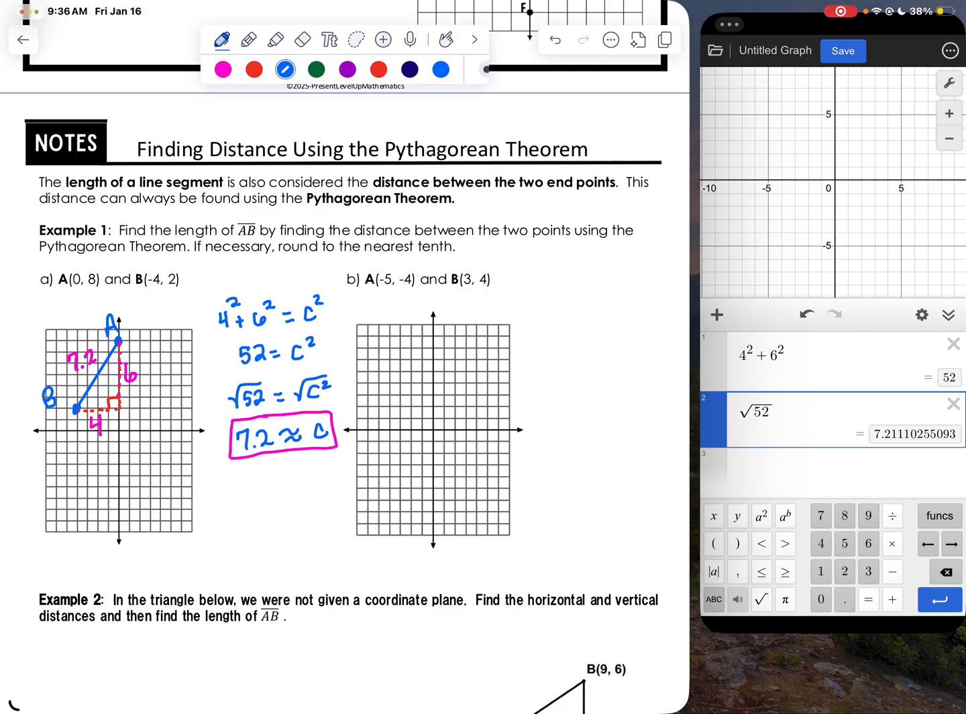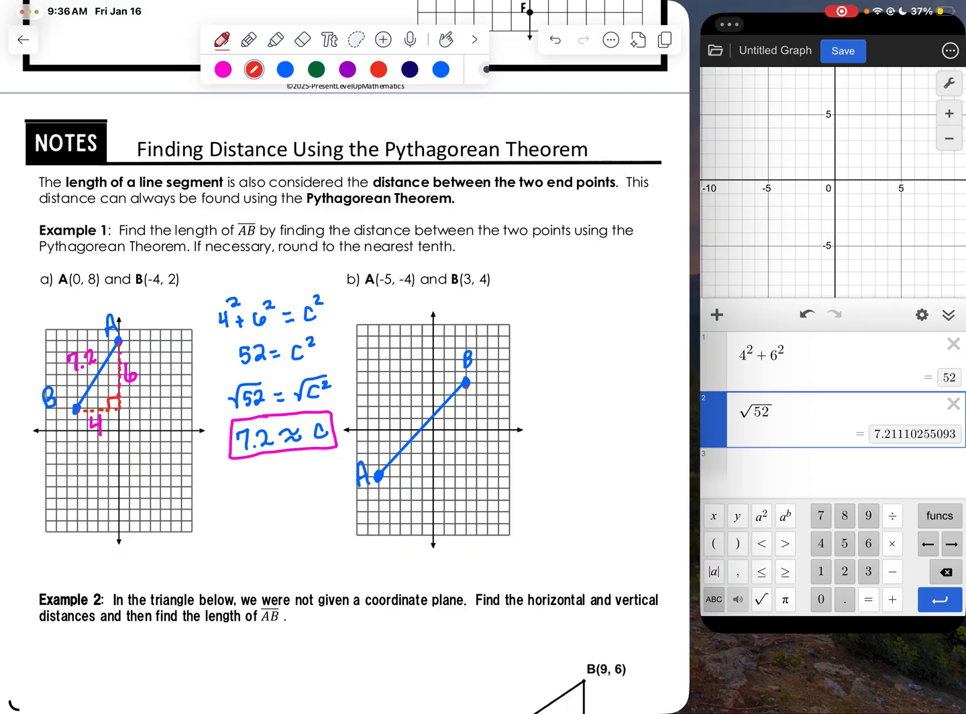All right, problem B. Endpoint A is at (-5, -4). So 1, 2, 3, 4, 5, 1, 2, 3, 4. So here's point A on the coordinate plane. Point B is at (3, 4). So 1, 2, 3, 1, 2, 3, 4. Here's point B. We want to know what is the length of this line segment. In other words, what is the distance between these 2 points?